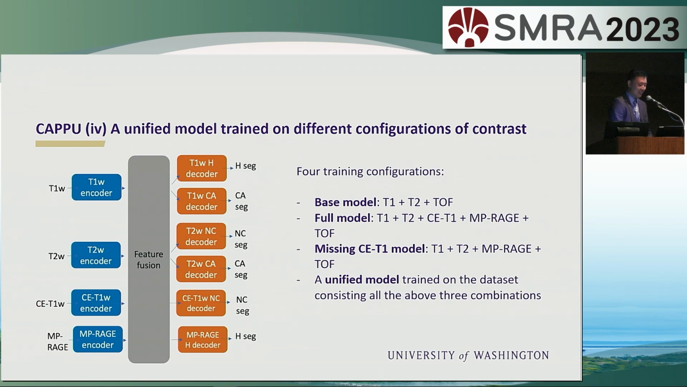During the experiments, we test a few different scenarios as configurations. We consider the SPACE model as the minimum requirement of the contrast needed to perform the task, and the full model that also adds contrast-enhanced T1 and MP-RAGE. In the end, we also train a unified model, where you can randomly select the availability of the contrast and then do the segmentation.